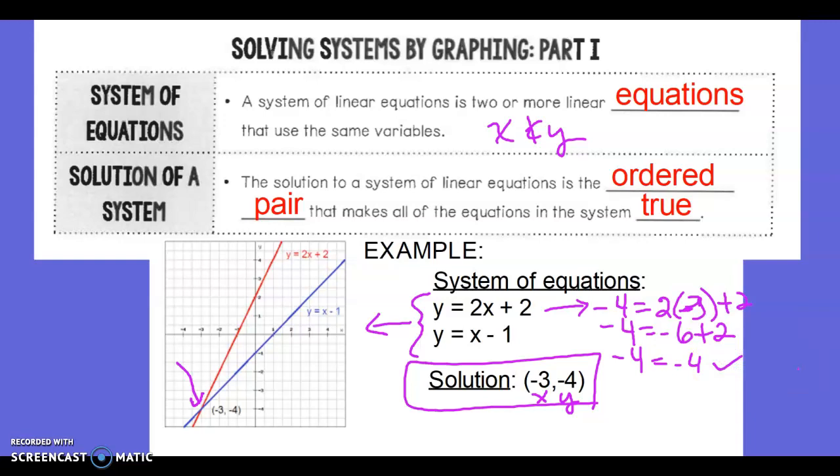Now let's try putting in the same ordered pair (-3, -4) into the bottom equation. I would have -4 equals -3 minus 1. Well, that's the same thing as -4 equals -4, so that is also true. So this ordered pair, (-3, -4), works in both equations and makes a true statement. And it is the point where the two lines are crossing. So today what we're going to do is take our system of equations and graph it, and figure out where the two lines are intersecting.